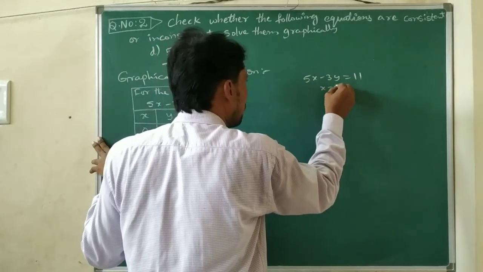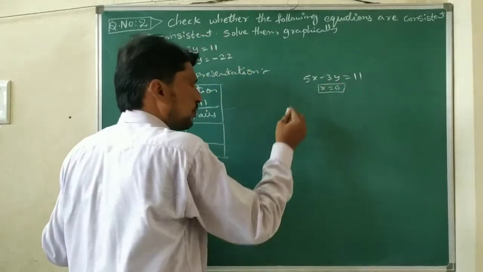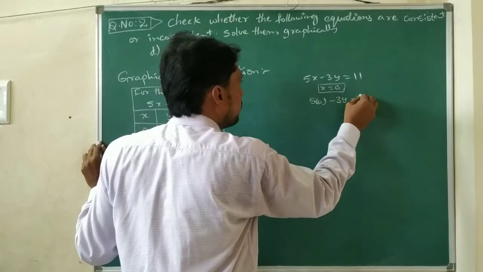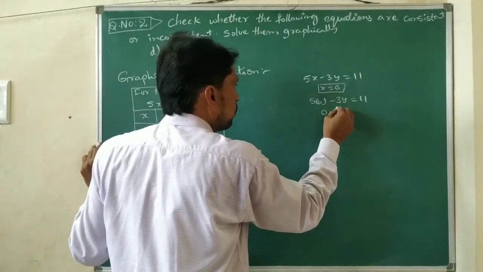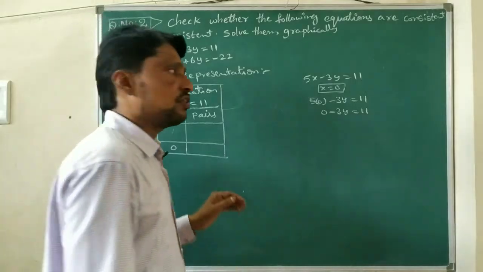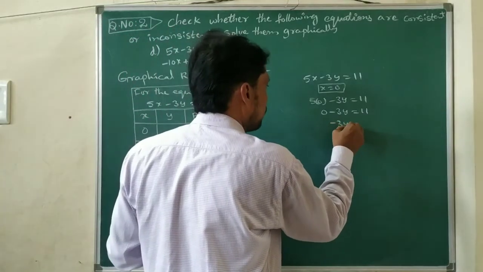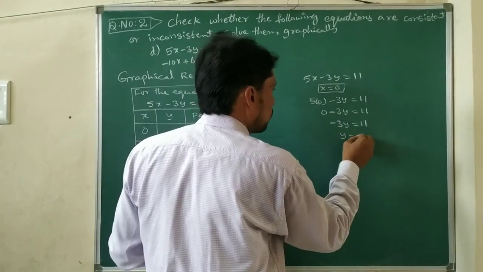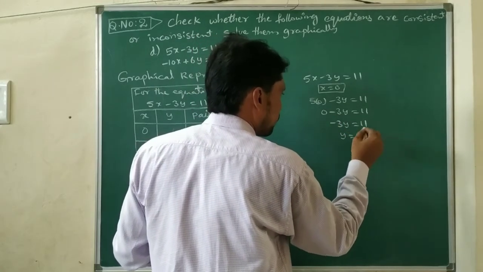Now we are taking the x value as 0. Substituting x equal to 0, we get 5 into 0 minus 3y equal to 11. 5 into 0 is 0, so 0 minus 3y equals 11, which is minus 3y equal to 11. Transposing this minus 3 to the right, we get y equal to 11 by minus 3.